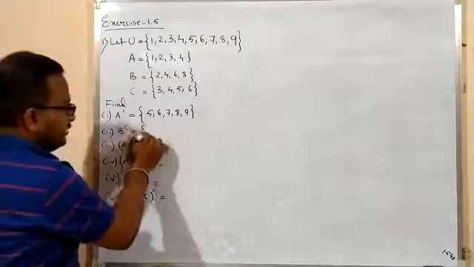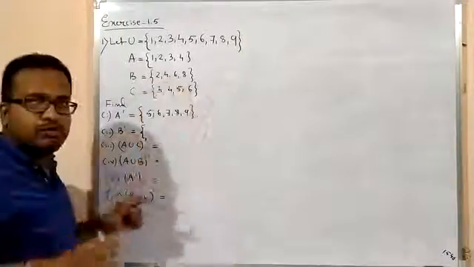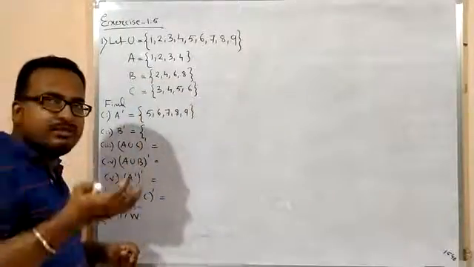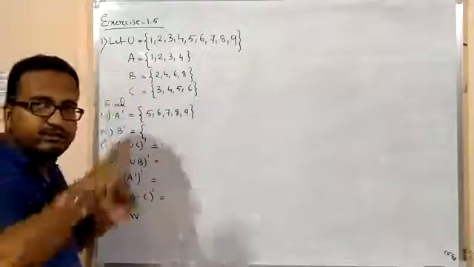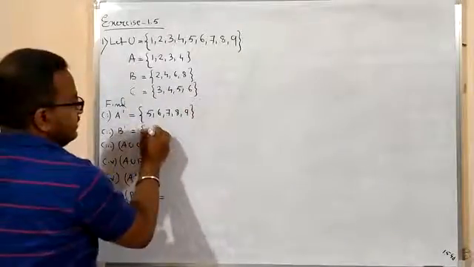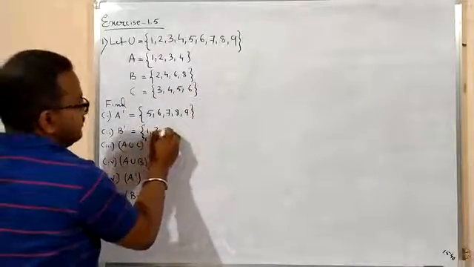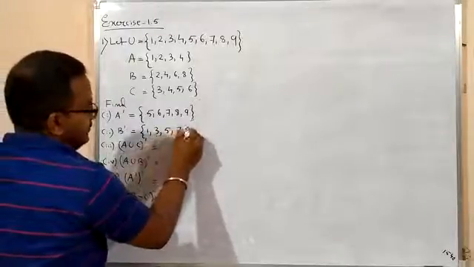Next find B complement. What will be B complement? B set is 2, 4, 6, 8. So you are not allowed to write 2, 4, 6, 8, but you have to write all the elements of the universal set which are not in B. So you can write 1, 3, 5, 7, 9.